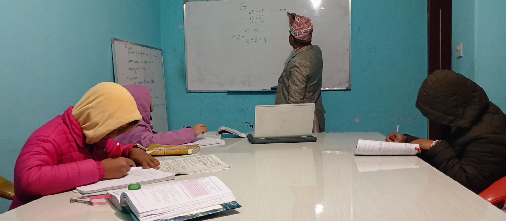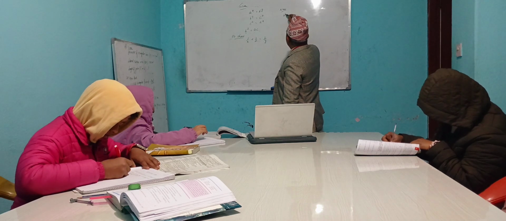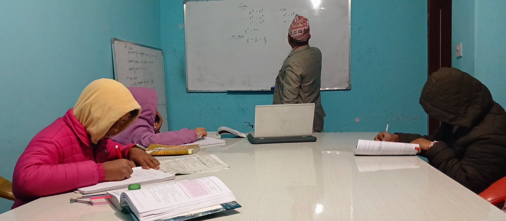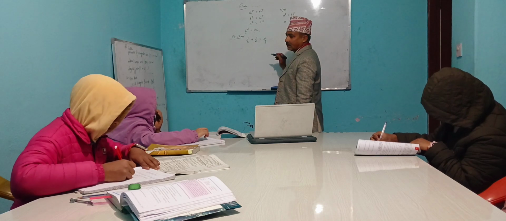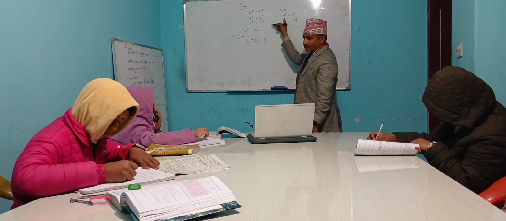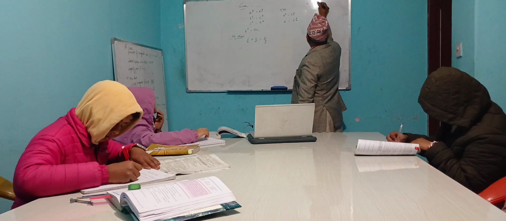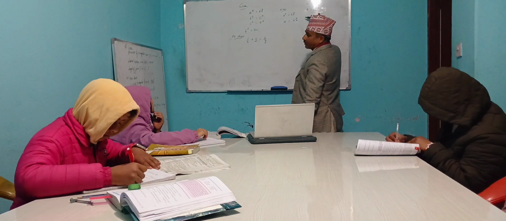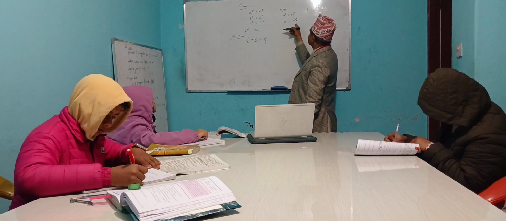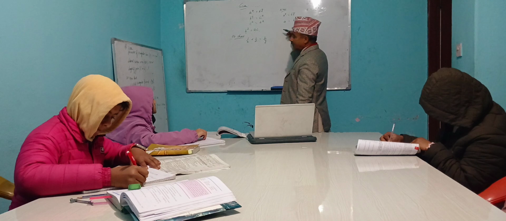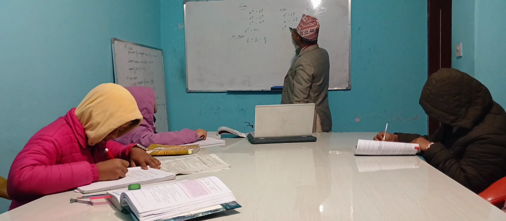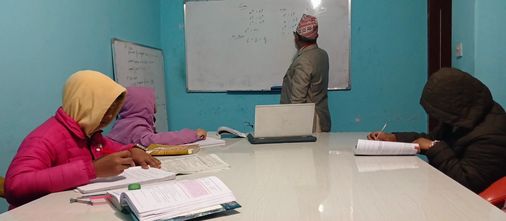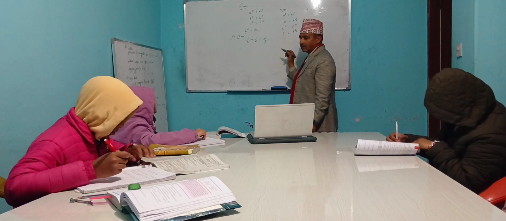Now, a power x equals b power y. So a equals b power y by x. Is it okay? Yes. Because if a cube equals b square, then a equals b square by 3, like that. In the same way, c power z equals b power y, then c equals b power y by z, right?